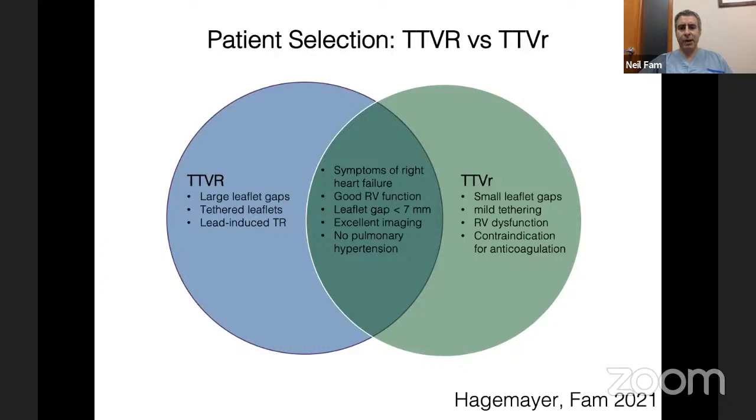I think it has a lot to do with their comorbidities and expected survival. In favor of repair would be small coaptation gaps, mild tethering. Patients with RV dysfunction will tolerate a tricuspid repair better than a replacement. And those who have contraindications to anticoagulation might be better off with a repair. And on the left, we have replacement, which is best for those who have large coaptation gaps, severe tethering, and importantly, lead-induced TR, which is really quite common.